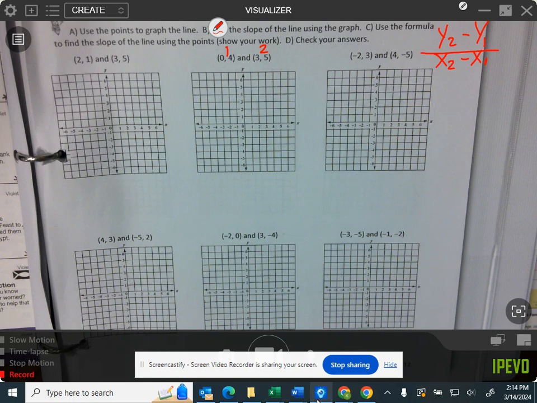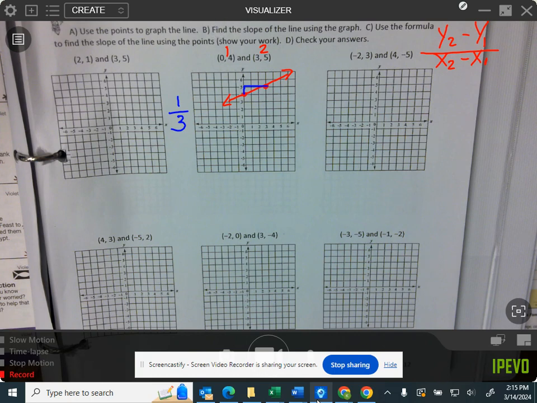So first step, I'm going to graph my first ordered pair, 0, 4. I'm going to graph my second ordered pair, 3, 5. I'm going to draw my line, put my arrows because it is a line. Now I'm going to find my slope on the graph. I go up 1, so I know my rise is a positive 1, and I go over 1, 2, 3. So I got my slope to be a positive 1/3.